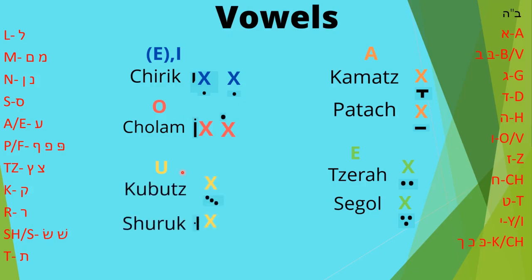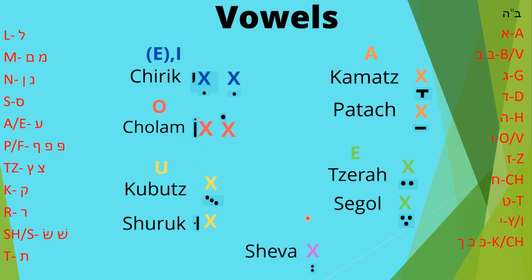Next we have the letter U, which makes the sound U. So we have 2 vowels. We have kubutz and shuruk. The first one is a letter with 3 dots going down diagonally, or we have a letter followed by the letter Vav with a dot on the side. Just note that this dot is on the left side and this one is on the top. It makes 2 different sounds.